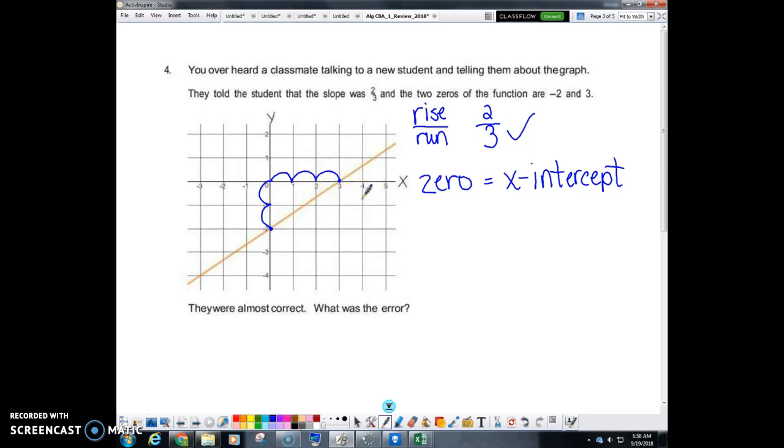What was the error? The error was that -2 is not a 0. Well, what is -2? If you look, -2 is the y-intercept. So you could write: -2 is not a 0. It is the y-intercept.